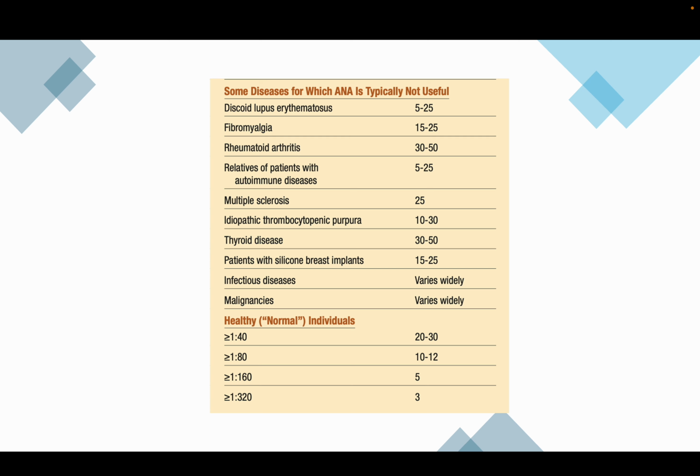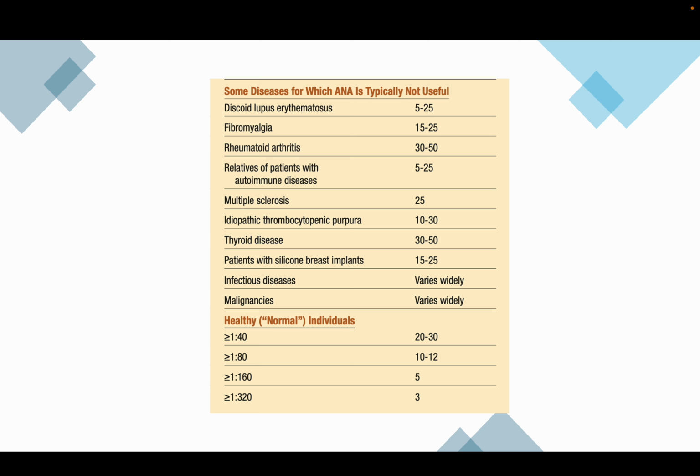In the immunofluorescence report you will get two things. One is the intensity, that is 1 plus, 2 plus, 3 plus, 4 plus. Anything 3 plus or 4 plus is significant. And also you'll get the pattern. It is a homogeneous pattern, or speckled pattern, or dense speckled pattern, or rim pattern, or nucleolar pattern. Whatever, you get different patterns.